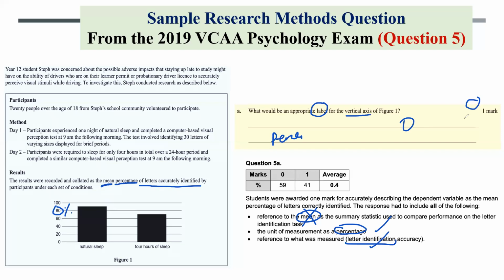Okay, and in an exam situation, sometimes you miss it. Sometimes you're quickly reading through and you don't read the word mean. You just read percentage of letters and you write that there. But that would lead to you getting 0. So you always need to properly read the question, highlight important bits so you don't miss out. Okay, that was for that question. All right, so let's go to the next part of this question now.